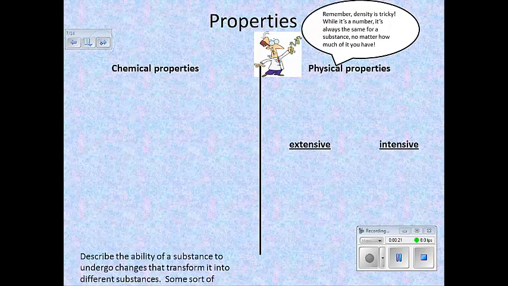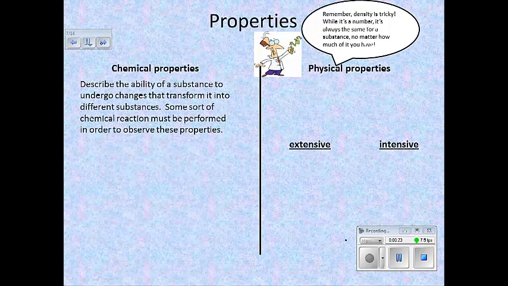So let's focus on chemical properties first. What are chemical properties? They describe the ability of a substance to undergo changes. And here's the key thing: changes that transform it into different substances. So you're starting with one thing, and all of a sudden it becomes something else. That's how you know it's a chemical property. And a good little hint: a chemical reaction must be performed in order for it to be a chemical property.